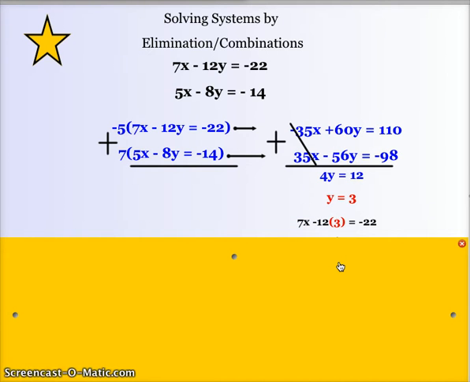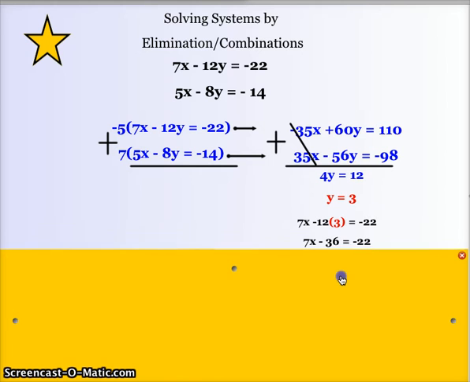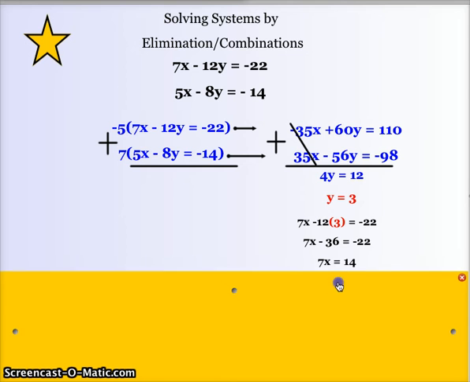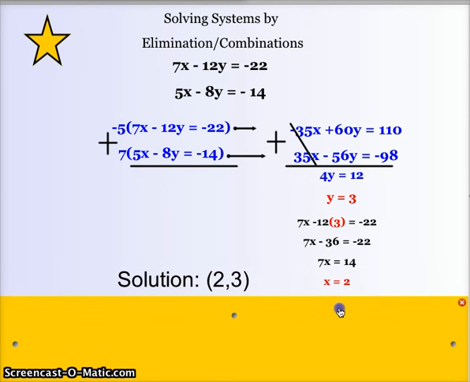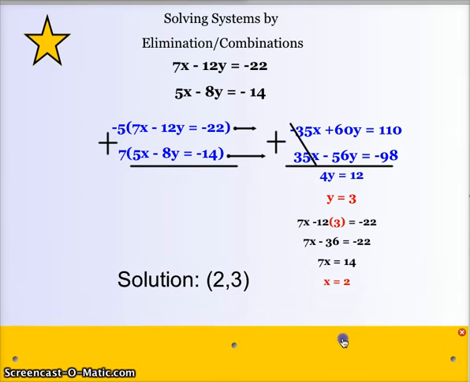7x minus 12 times 3 equals negative 22. Just be careful that you're substituting in for the correct variable. 7x minus 36 equals negative 22. I'll add 36 to both sides, giving me 7x equals 14, and finally I find that x is 2. So my final solution is 2, 3. You should always substitute your point back into both equations of the system to make sure that they work.